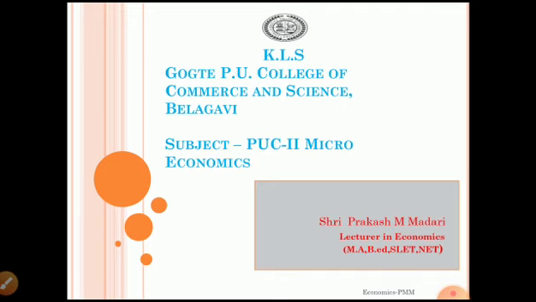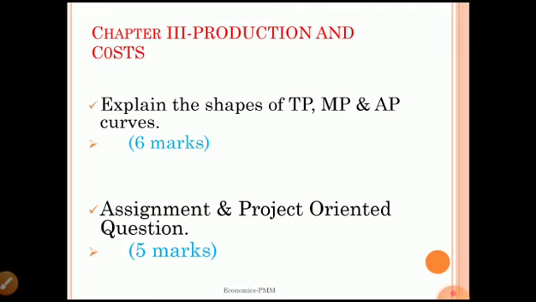In previous three lectures, we discussed a very important concept: production, isoquants, law of variable proportions, and total product, average product, and marginal product calculations. Today we will move on to the next important part: the shapes of TP, MP, and AP curves, which carries 6 marks. And related to this, one assignment and project oriented question which carries 5 marks.